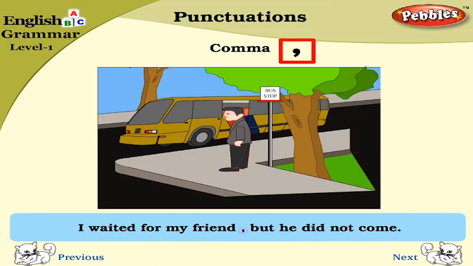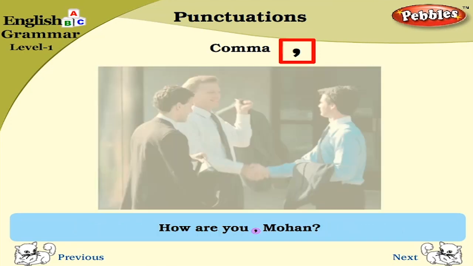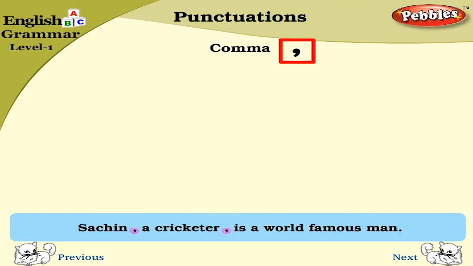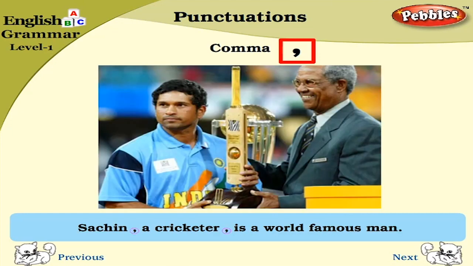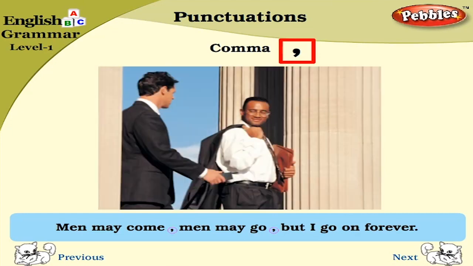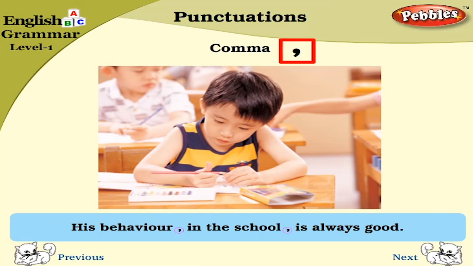I waited for my friend, but he did not come. In this sentence, we give a pause after friend, so we use a comma. How are you, Mohan? Sachin, a cricketer, is a world-famous man. Men may come, men may go, but I go on forever. His behavior in the school is always good.